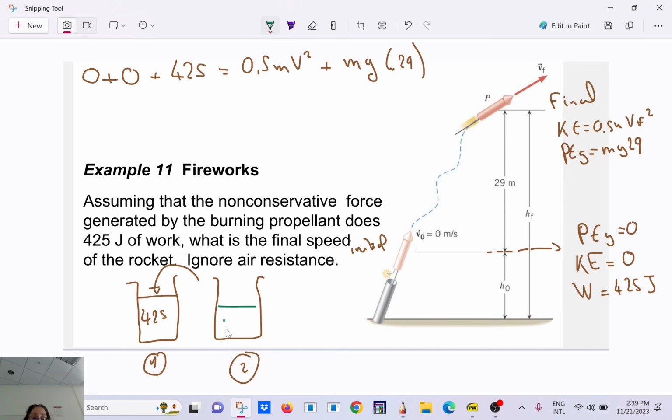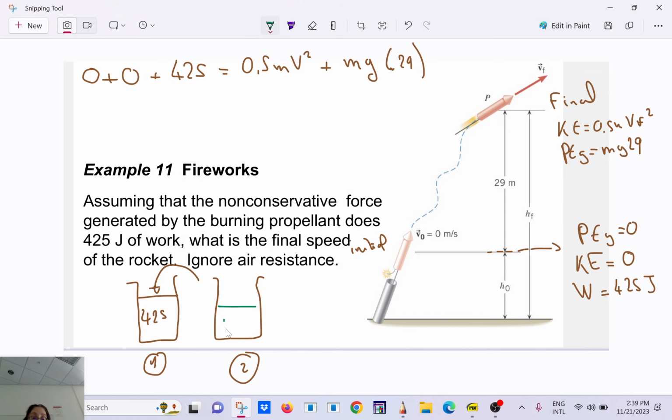What's going to be the difference between you and me? The time. You will be faster, okay? So when you talk about work, there is no time inside. There is force and distance. However, if you want to include the time, then you're going to talk about how fast energy is produced or consumed. That's going to be the power.